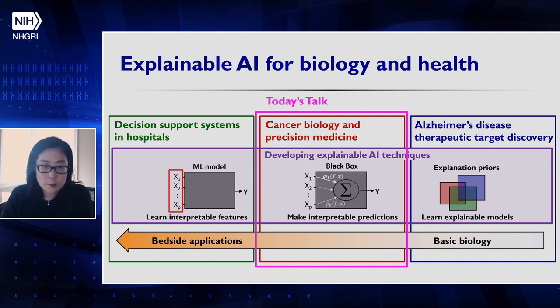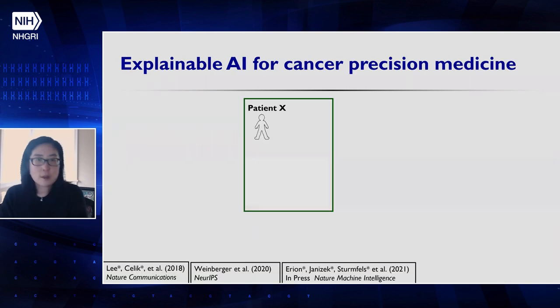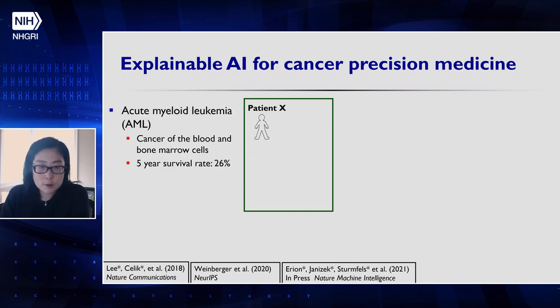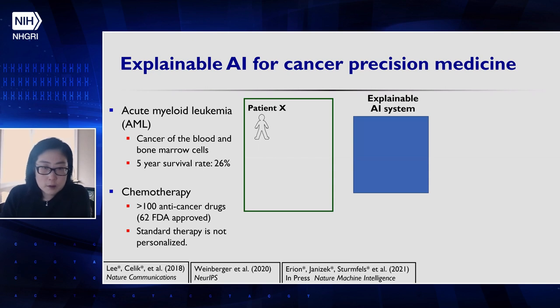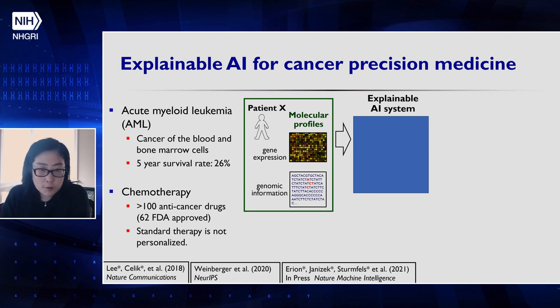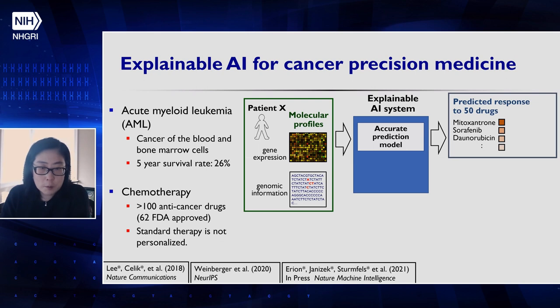Say that there is a patient X who has AML, an aggressive blood cancer. Like other cancers, there are many anti-cancer drugs this patient can be treated with. However, standard therapy is not personalized. Our long-term goal is to build an AI system that can take molecular profiles of a patient and then predict the response to a large number of the anti-cancer drugs that can be used.